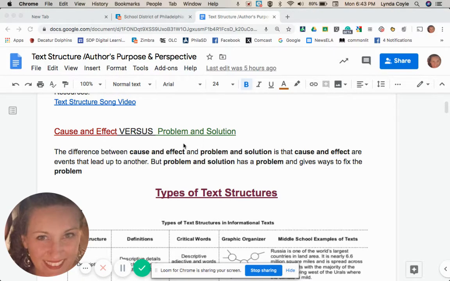The difference between cause and effect and problem and solution is that cause and effect are events that lead up to one another. So something happens and there are effects that ripple because of it. Where with a problem and a solution, there's a clear problem and then there's a clear way the problem was solved, and it gives ways to fix the problem. Okay, so those can be very confusing. That's why it's very important to understand the text structure of a text.